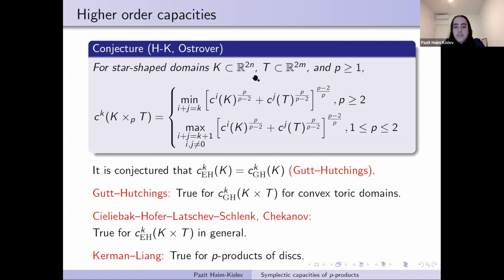And in fact, all of these quantities are coming from some closed characteristics on the boundary of the p-product of K and T, which is a combination of orbits in K and T. And this conjecture generalizes some known results for the Cartesian product of domains and p-products in some special cases.